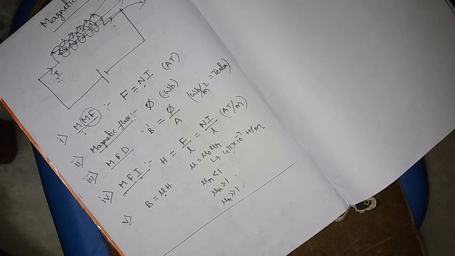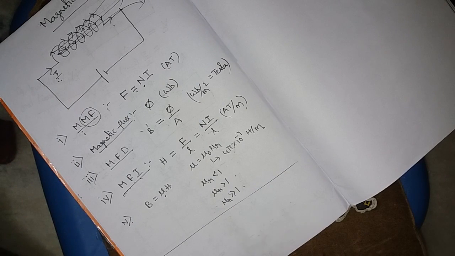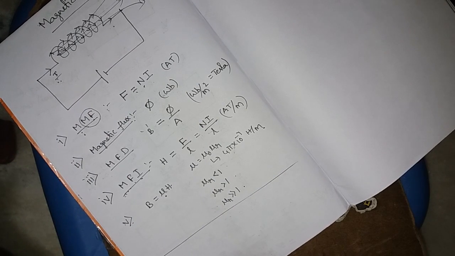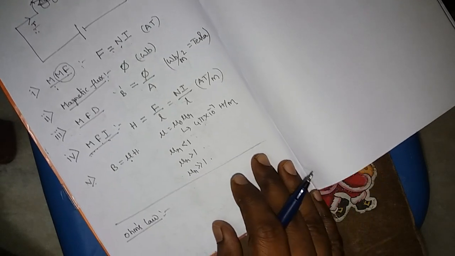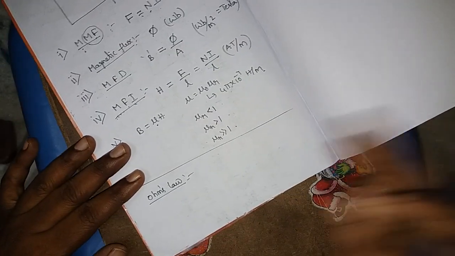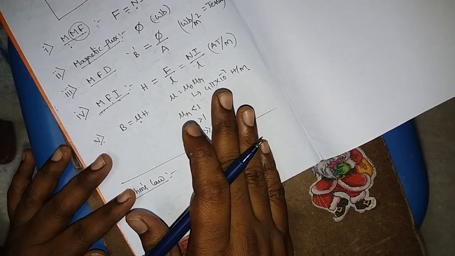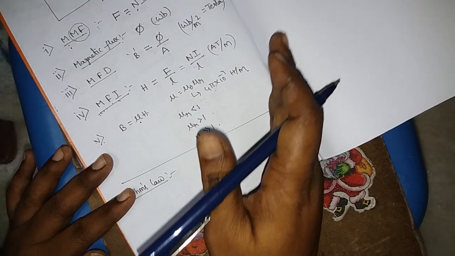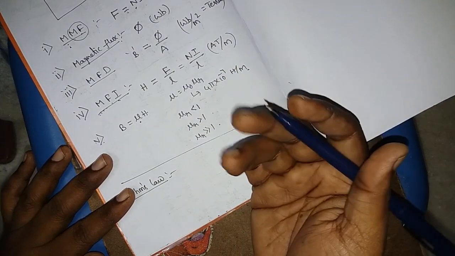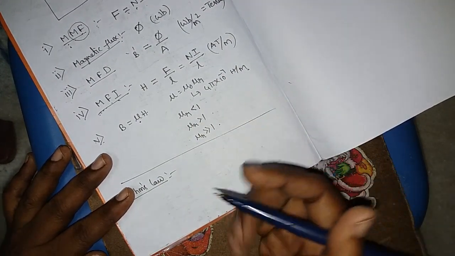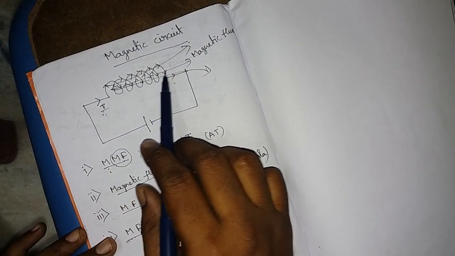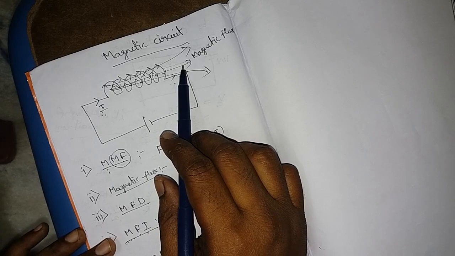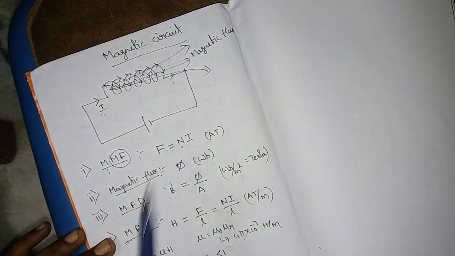The next question is, what is Ohm's law for the magnetic circuit? Actually, what is Ohm's law for an electric circuit? At constant temperature, the current passing through the conductor or material is directly proportional to the applied voltage. And here also, at constant temperature, the flux distributing throughout the coil is directly proportional to the applied magnetomotive force.